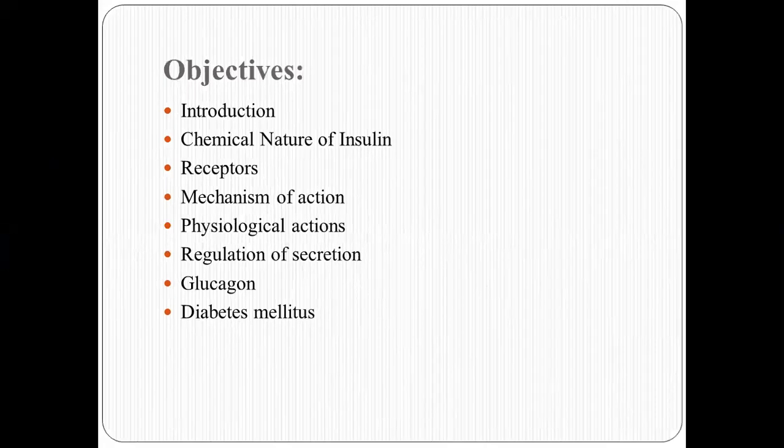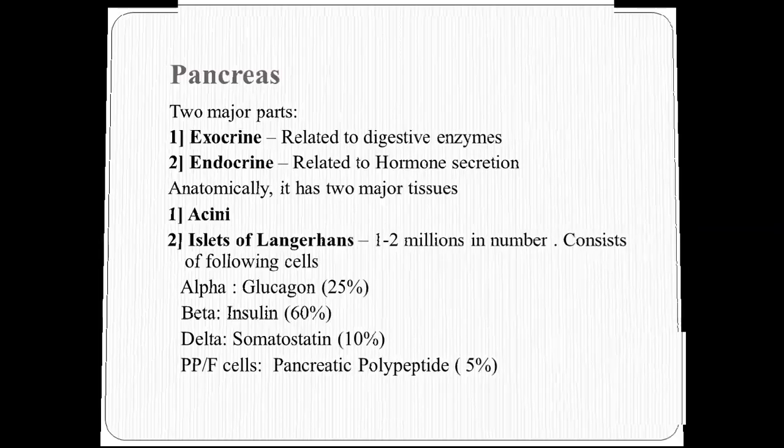What we are going to see is what exactly is the background of this hormone insulin, what is the chemical nature of insulin, how the receptors are there, how they are going to act, what is the mechanism of action, what are the actions of insulin, the physiological actions, how the secretion of insulin is regulated, and the hormone glucagon, how it acts along with the hormone insulin. And in short, we are going to discuss diabetes mellitus.